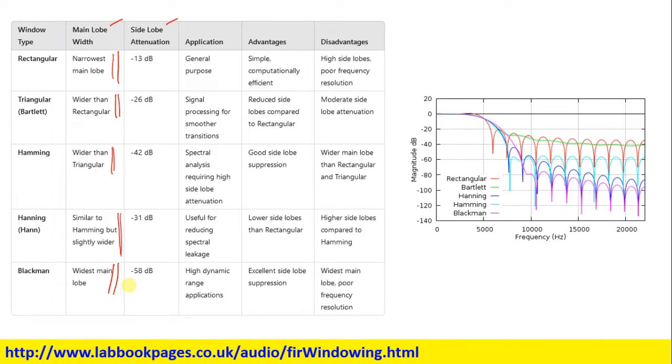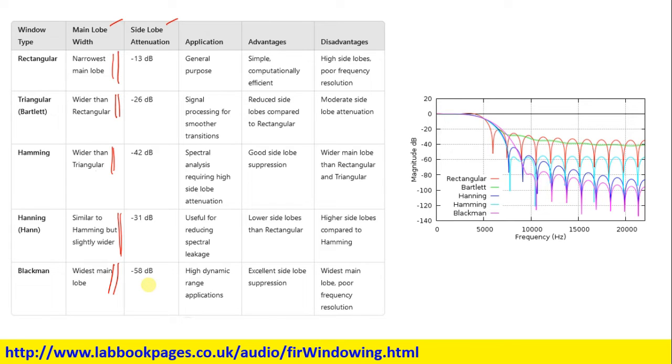Okay, so rectangular will have the narrowest one, triangular slightly higher, Hamming higher than the triangular. That means it is higher than both the rectangular and the triangular. Then Hamming and Hanning will have the same thing, but the Hanning window will have a slightly wider main lobe as compared to the Hamming one, and lastly the Blackman will have the highest lobe.